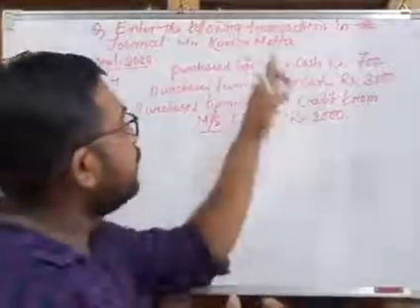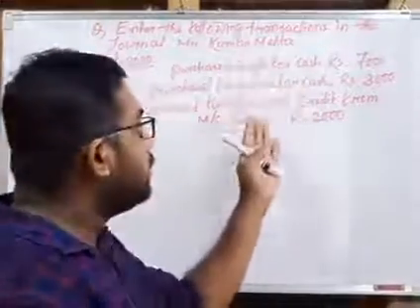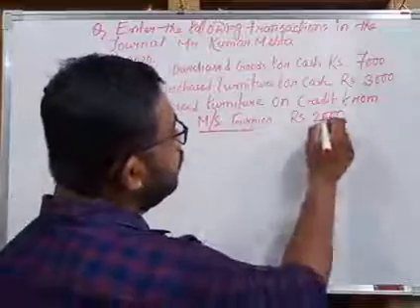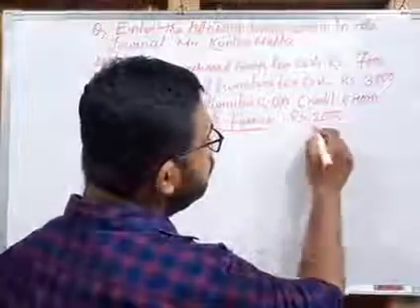That means Mr. Kumar Mehta purchased furniture on credit from which shop? Messrs Farnico, and the cost of the furniture is rupees 2,000.